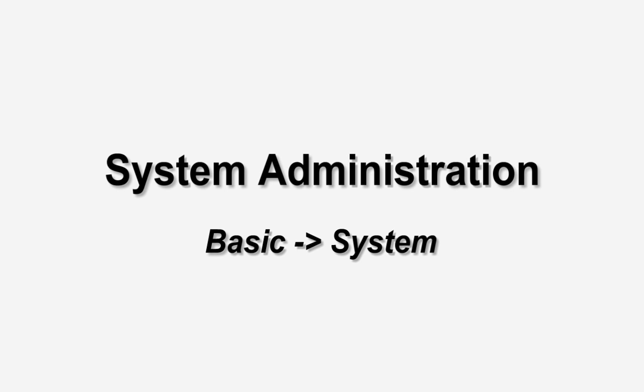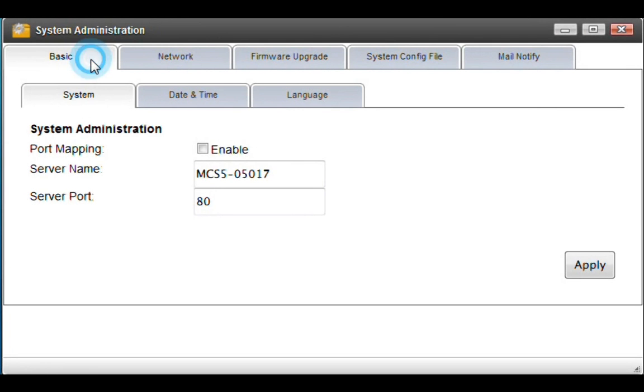System Administration, Basic greater than System. This page shows the system administration status. The server name can be changed for easy access in the future. By typing the server name, you will be able to access the data. The default name is the model number followed by the last 6 digits of the system's Ethernet MAC address. Users can personalize the server name to their liking.